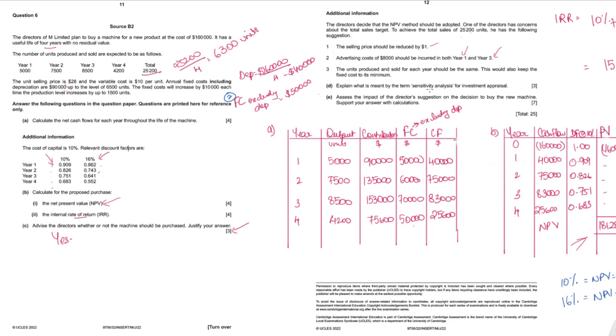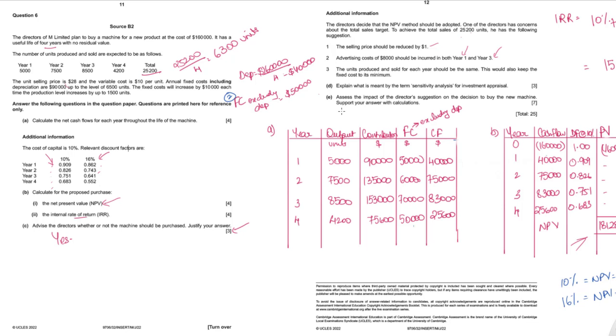Explain what is meant by the term sensitivity analysis. So sensitivity analysis involves understanding the effect of a change in the assumptions that we make while taking a certain decision using any kind of investment appraisal technique. We have some assumptions. So what if we change those assumptions, and what will be the effect of those changes on our decision and on the calculations that we've done? That is called sensitivity analysis, wherein you try to change the assumptions and understand the effect of those changes on the decision. So that's part D.